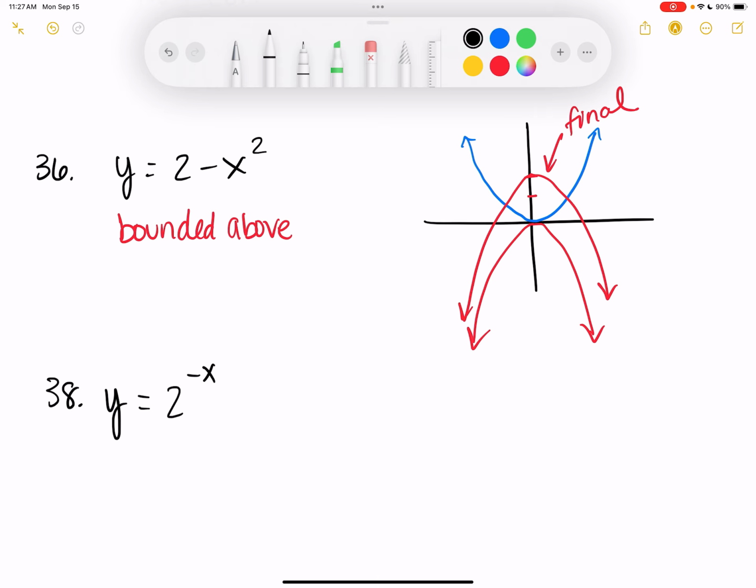Make sure you use the negative sign, not the minus sign. Negative sign or minus? Like that. Now, what do you know about exponential graphs?